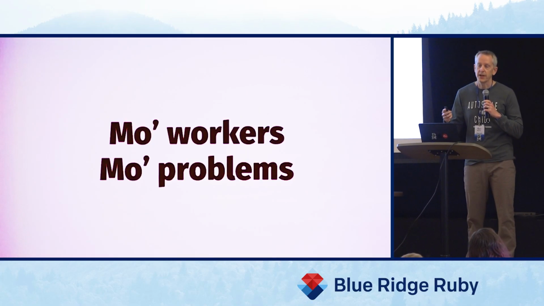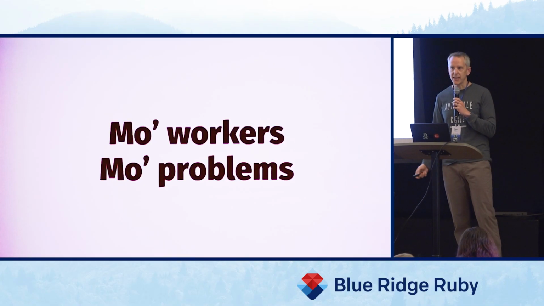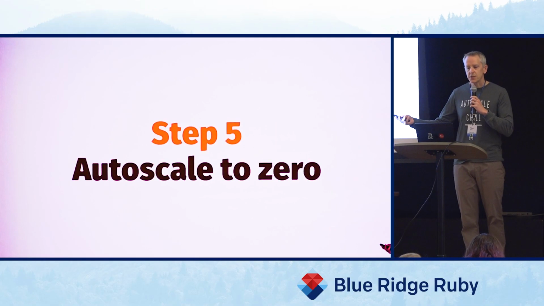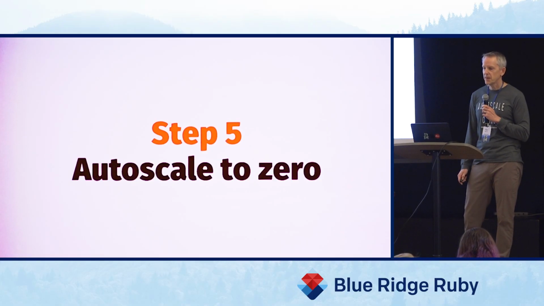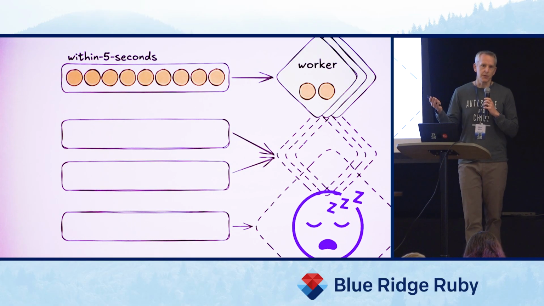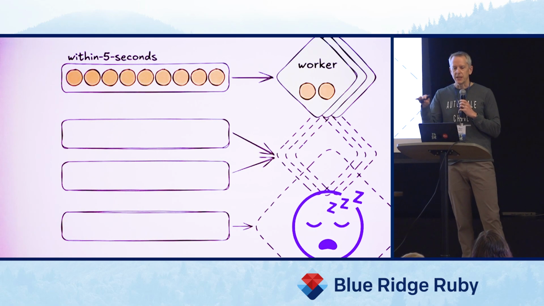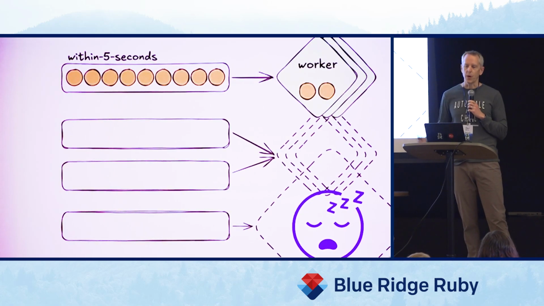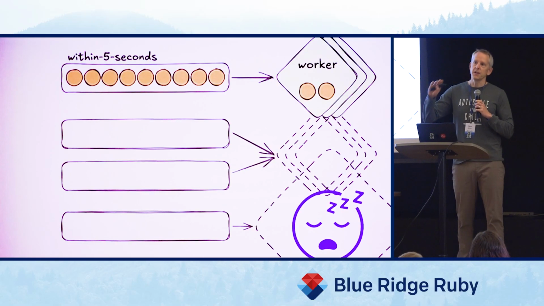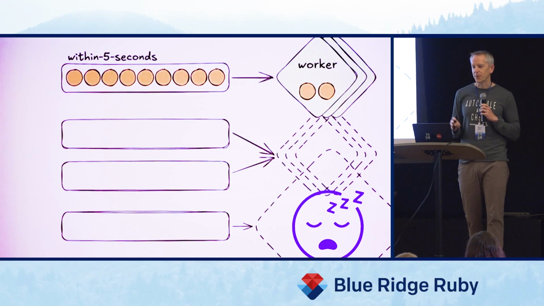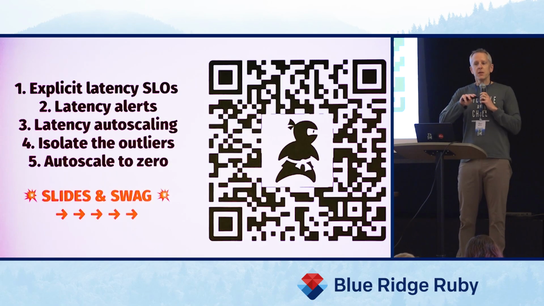But now we have a new problem, right? We've just added another worker, and maybe that worker is idle all the time, and again, that's just wasteful. So the last thing we want to do is autoscale that queue's worker to 0. In fact, lots of our queues could probably go to sleep when they're idle. It's really only that within-5-second queue that needs to be running all the time. The others can just wake up when they need to. So you tell your autoscaler, any autoscaler, to scale those worker processes down to 0 when they're not being used. So those are the 5 steps.